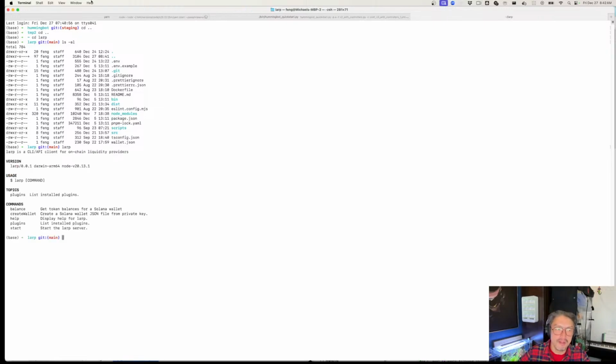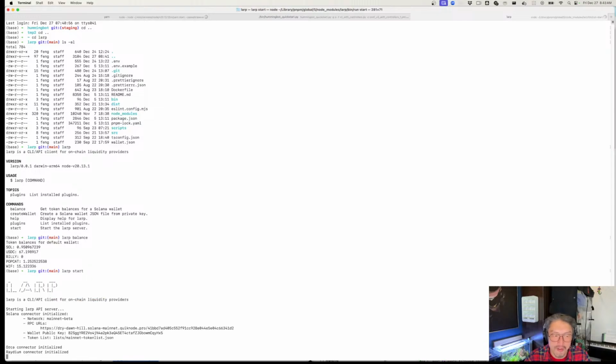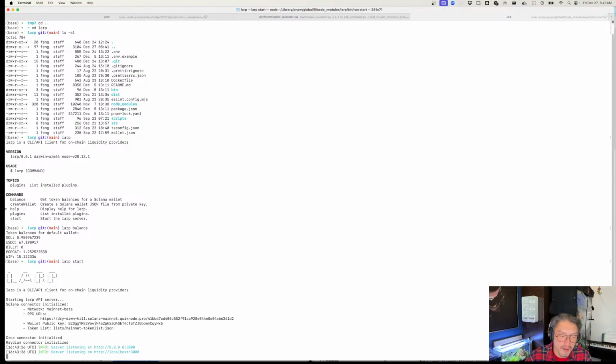So I have some balances here. I've already added my wallet, so I can run a LARP balance and see the balance in my Solana wallet. And then you can run LARP start. I think LARP balance is the only command we've added so far, but in the future we'll add other ones like portfolio, as helper functions for liquidity providers on Solana. But the other thing you can do is start the API client. Now this is actually using my QuickNode. Hopefully this QuickNode works.